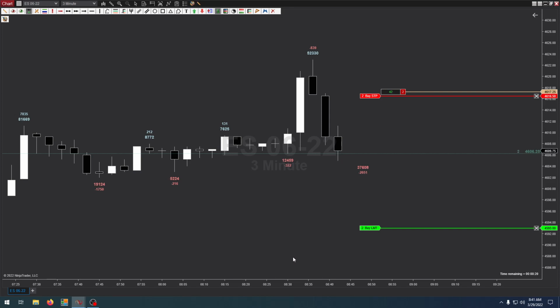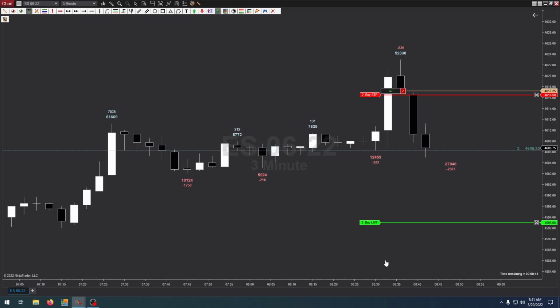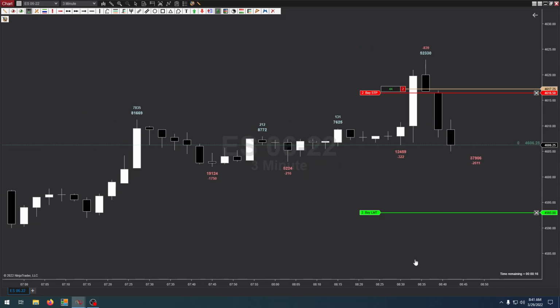So this right here is a huge volume delta compared to this. So to me that could end up being an effort, no result right here to roll back up. So we do have to be aware of that. And we didn't close below it, even on the 3 minute we closed above it. We need to keep taking out lows, just like that.